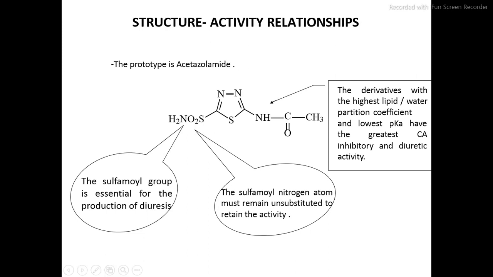Considering methazolamide, apart from the prototypic molecule, it is a more potent carbonic anhydrase inhibitor than acetazolamide, and it is very rarely used as a diuretic. Instead, it is used for the treatment of glaucoma, as it displays improved penetration in the eye.